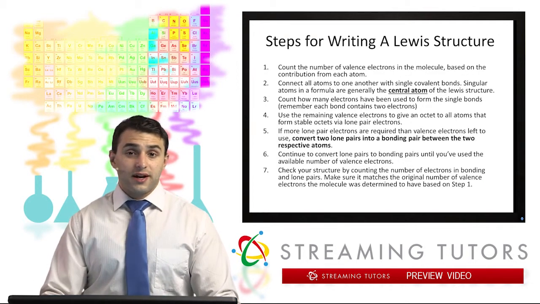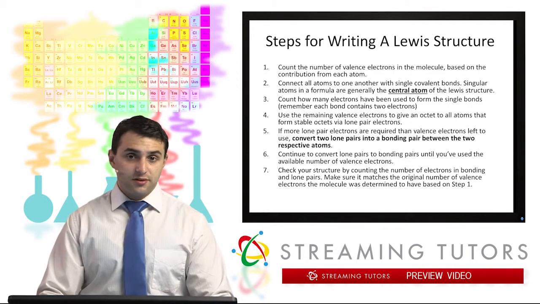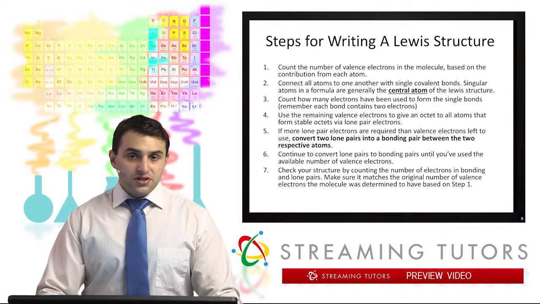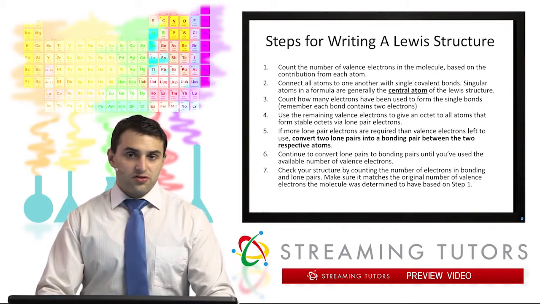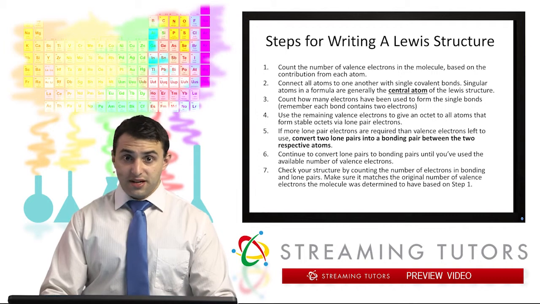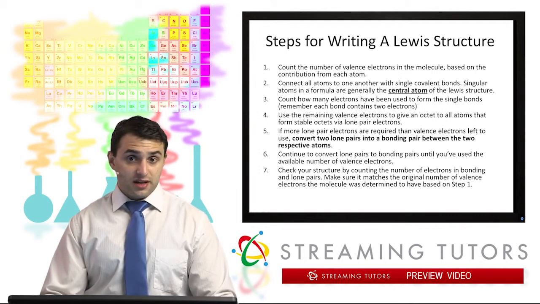So how do we go about writing a Lewis structure? Well, we can break it down into a list of steps. First off, we're going to count the number of valence electrons in the total molecule, and that's just going to be based on the graphic I just gave you in the last slide. We're going to see how many atoms there are. We're going to count up the valence electrons of each one and add them up.